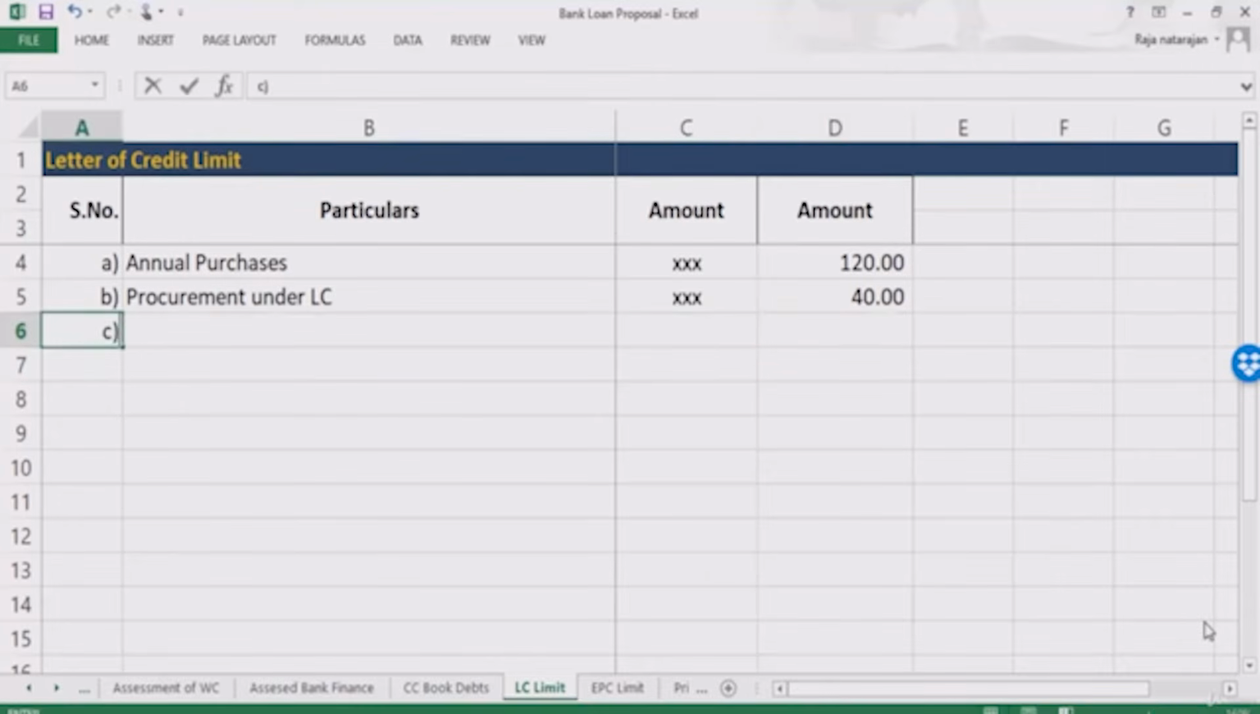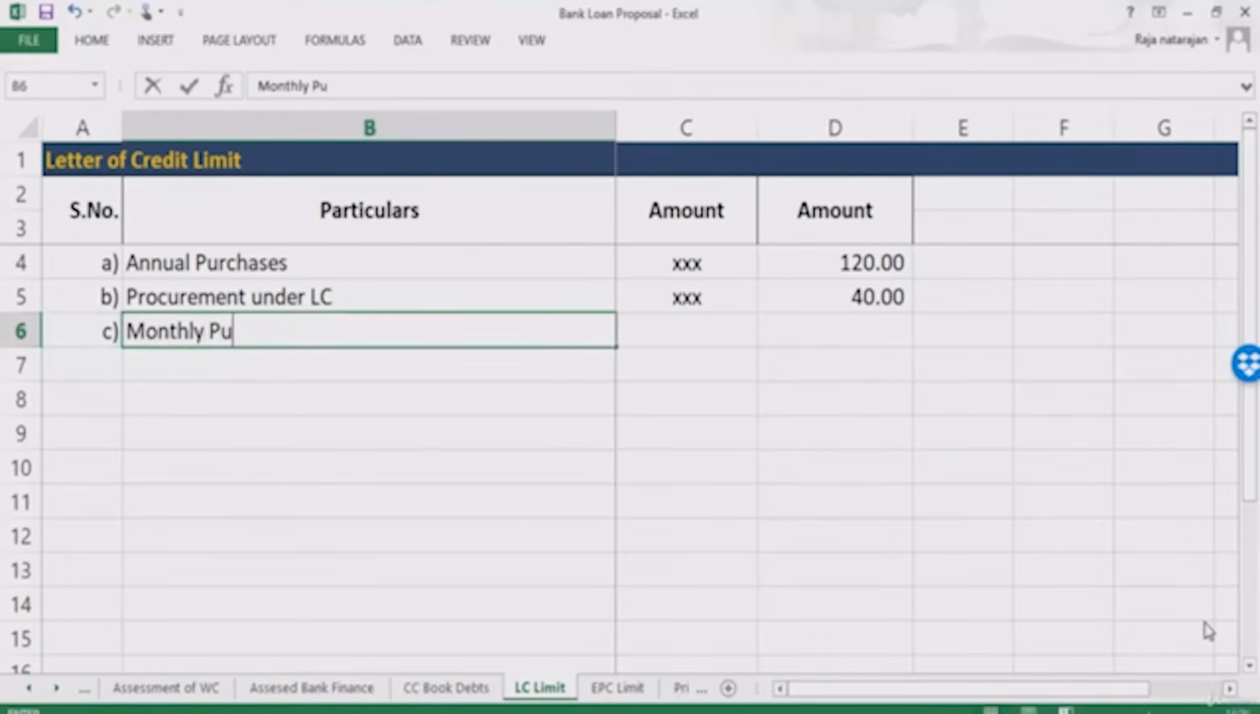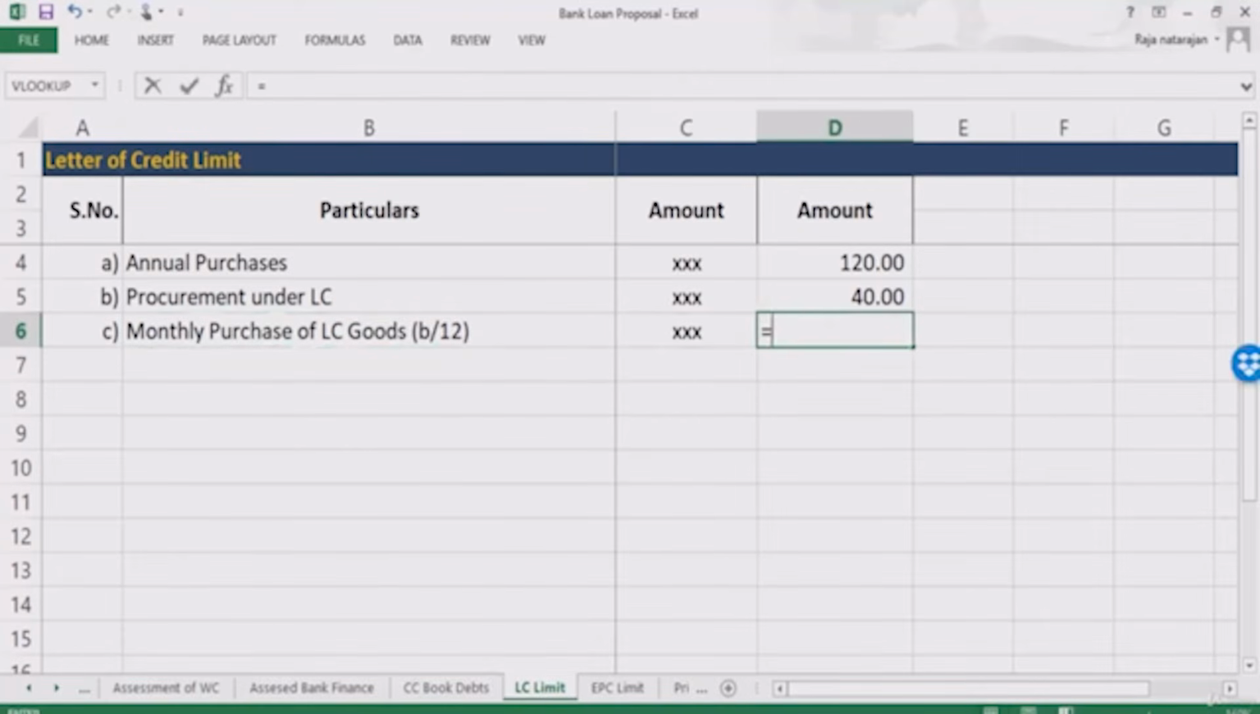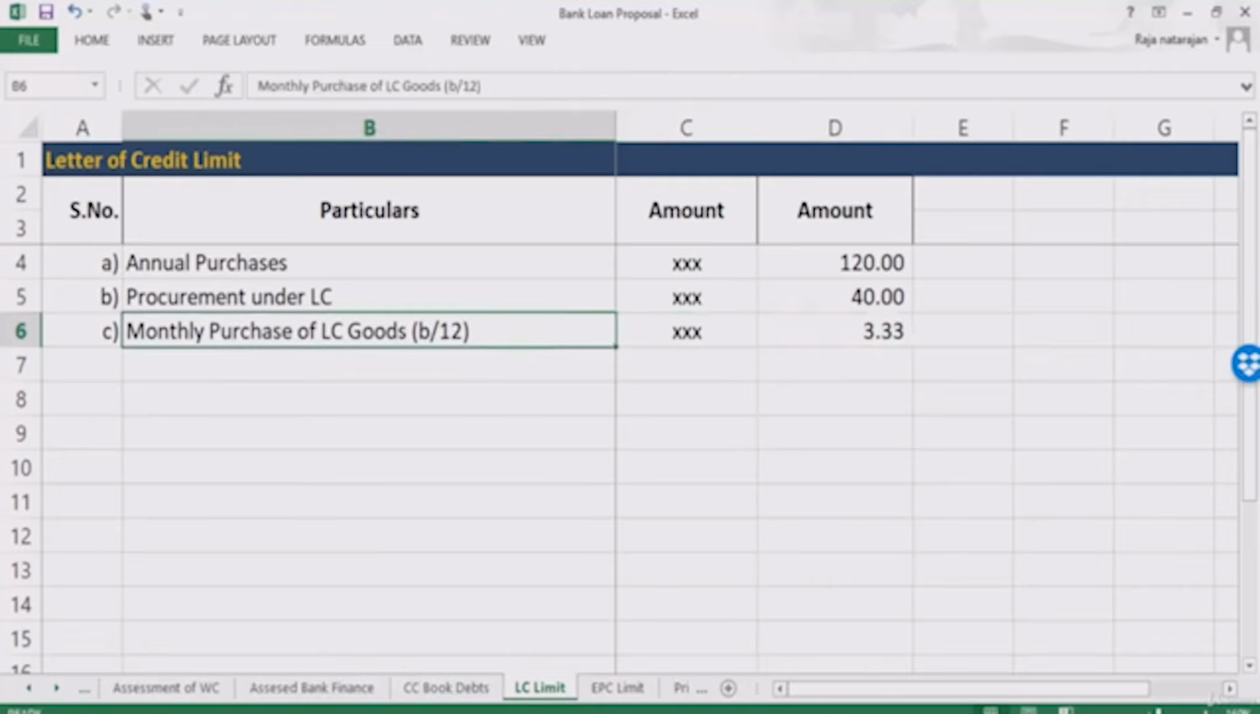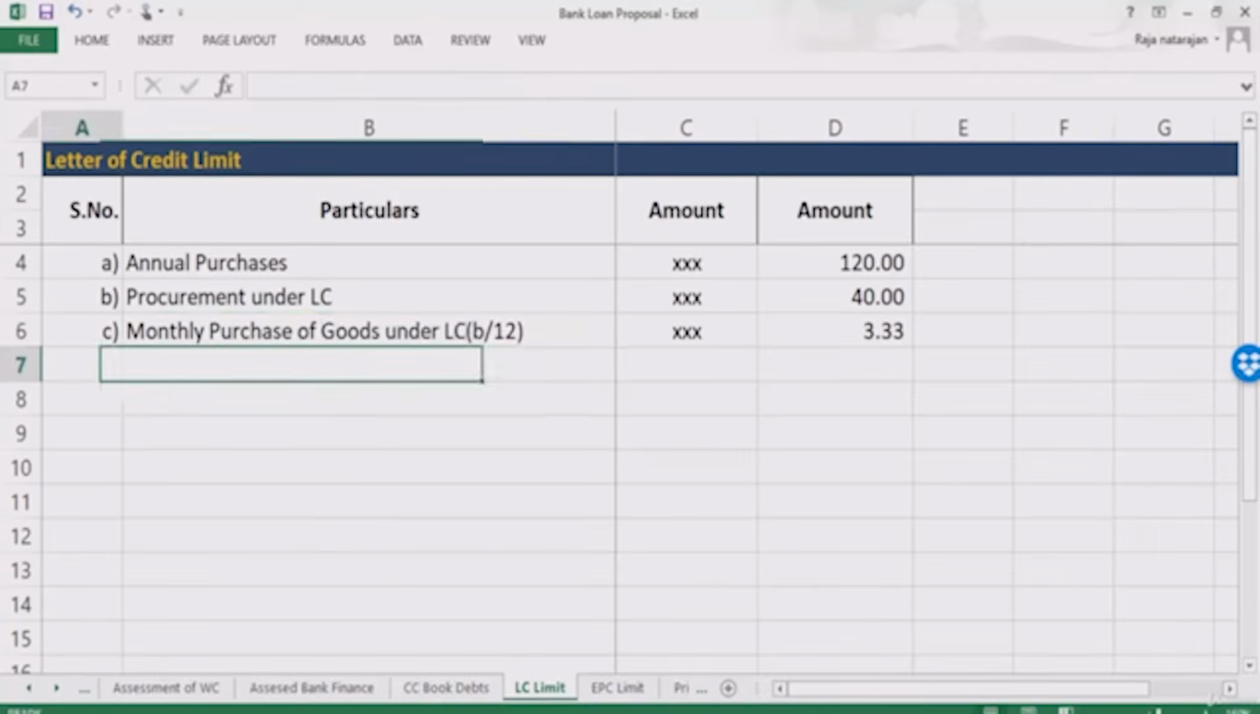Fine. Then we should know what is the monthly purchase. Monthly purchase of what? Monthly purchase of LC goods. Okay, which is nothing but item number B divided by 12. So let me put that here. Item number B divided by 12, we get something like 3.33. Okay, so this is the monthly purchase of goods under LC. I'll rewrite monthly purchase of goods under LC.